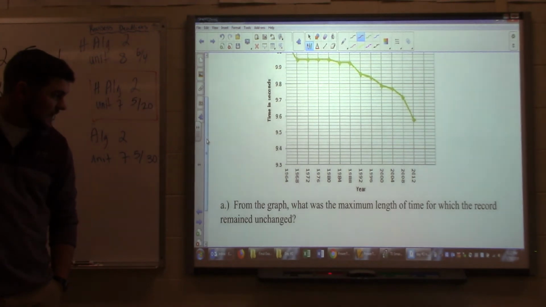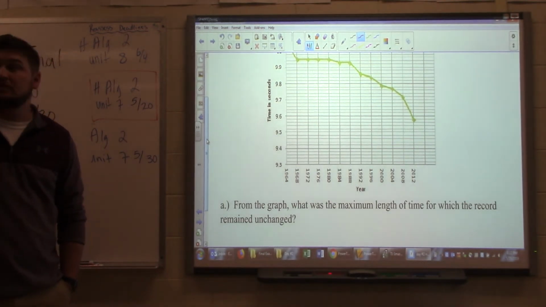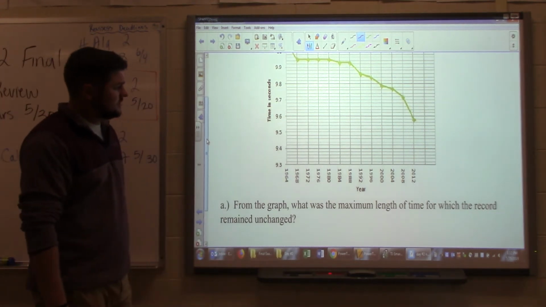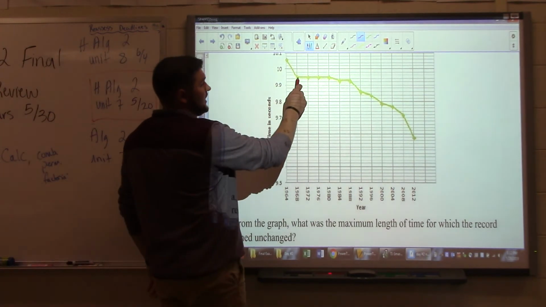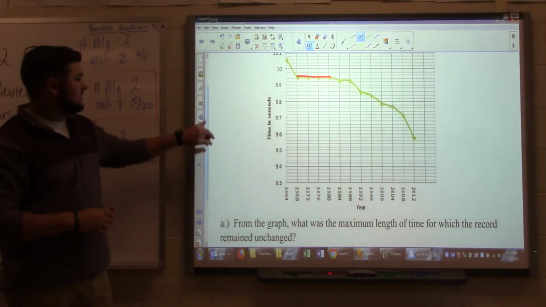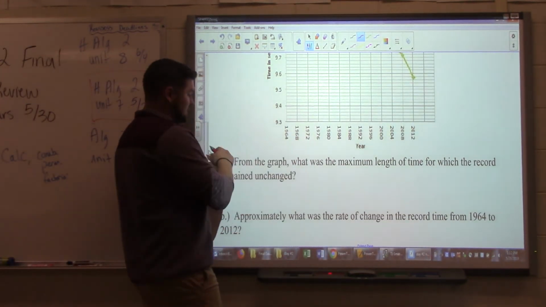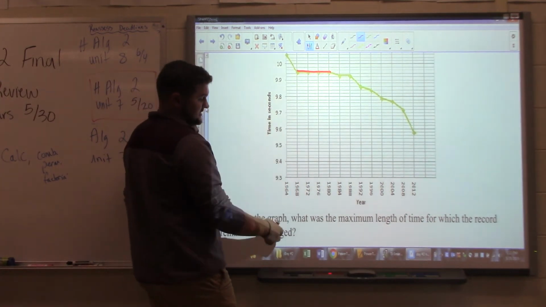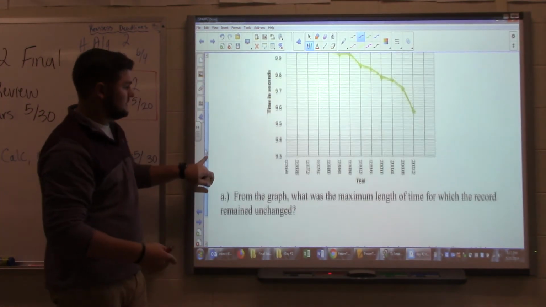What is the maximum length of time for which it went unchanged? 12 years. Liam, how did you get 12 years? When I saw it at the beginning, it's really flat. It's like the longest, and then it goes by 4s, so then you just count it. Perfect. So it goes by 4s, you can just count. So that's 16. Or you could look at it and be like, well, it starts at 1968, ends at 1980.